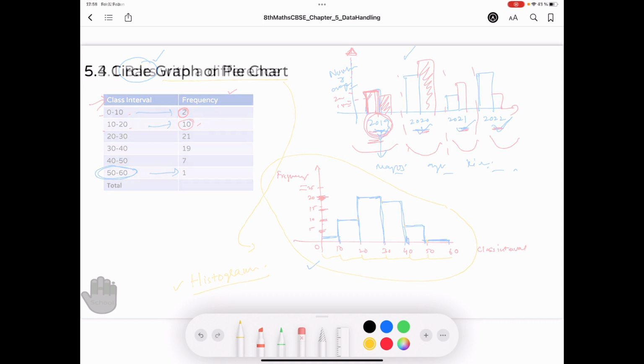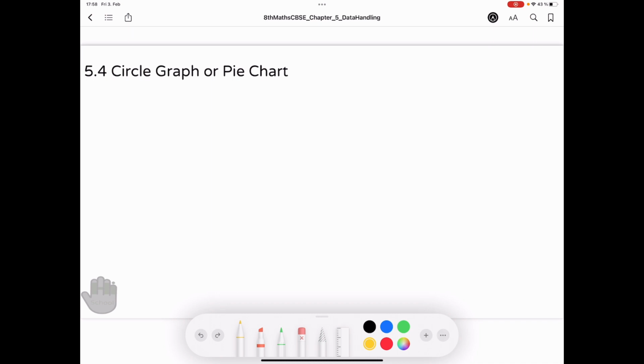Okay, now in this section 5.4 we will discuss circle graph or pie chart. As the name suggests, circle graph has the shape of a circle. So circle graph looks like a circle, right? In any graph, as we know, we represent multiple values of a quantity.